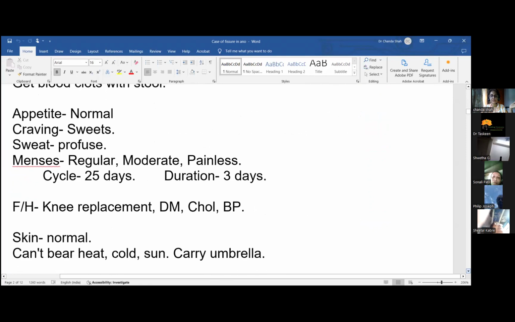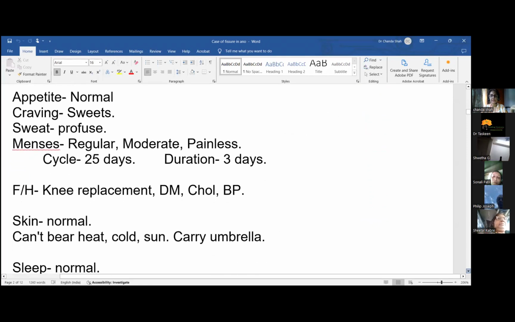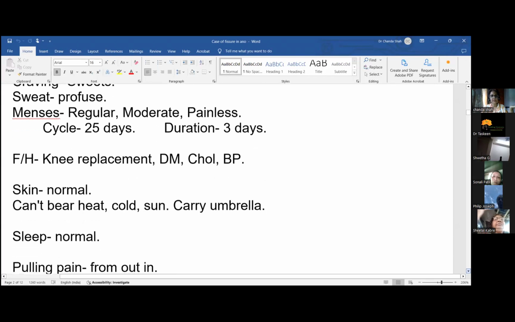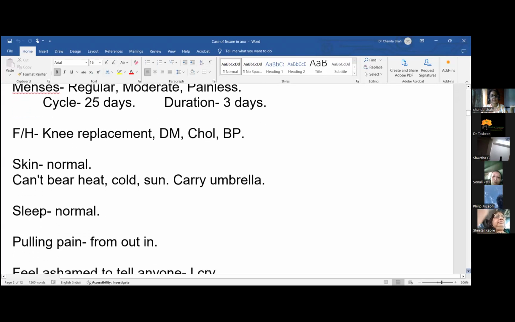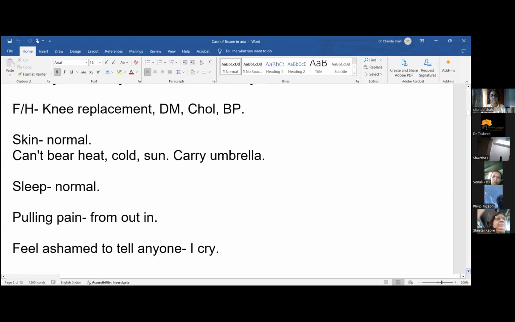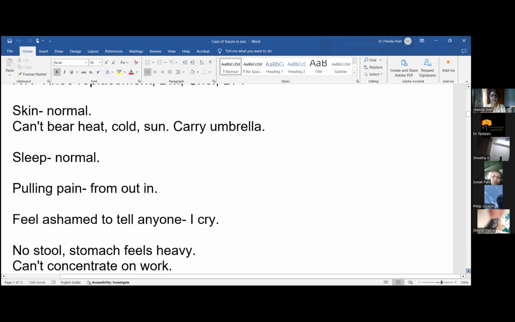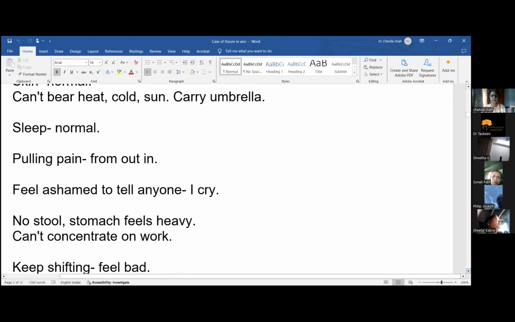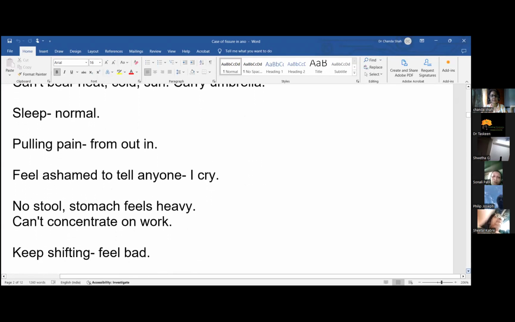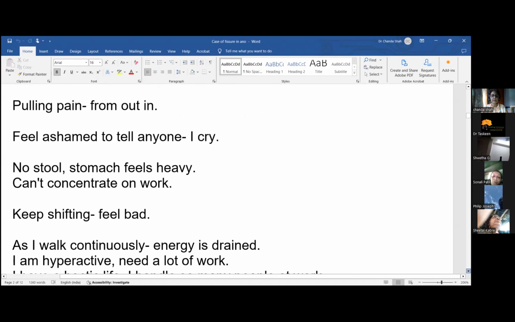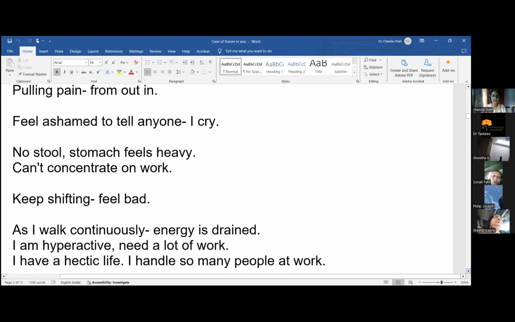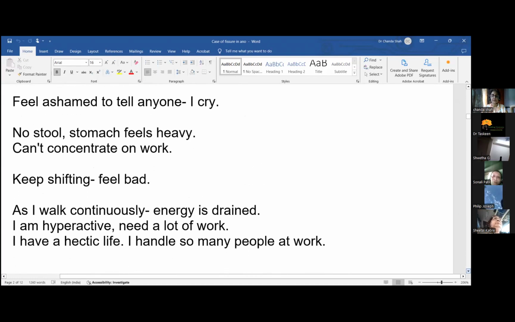And appetite is normal. There's craving for sweets. Sweat is profuse. Menses are okay. Then all this family history, all that. She can't bear heat. Pulling pain from the outer end. Feel ashamed to tell anyone. I cry. There's no stool. Stomach feels heavy. Can't concentrate on work. I keep shifting in my chair. Feel very bad.